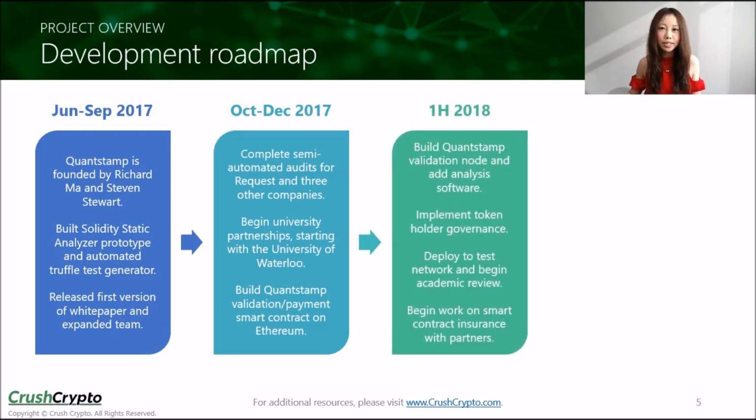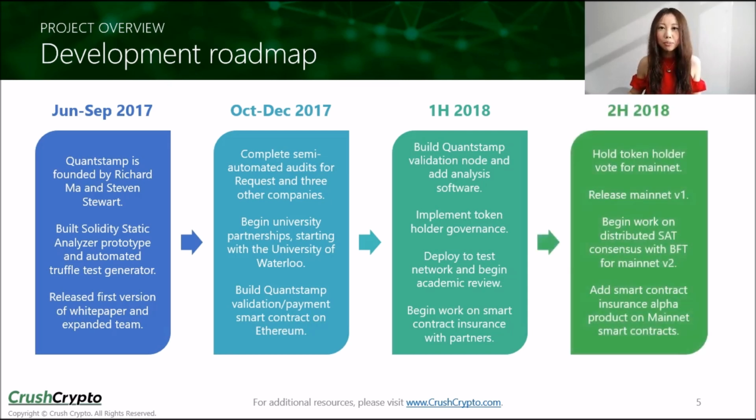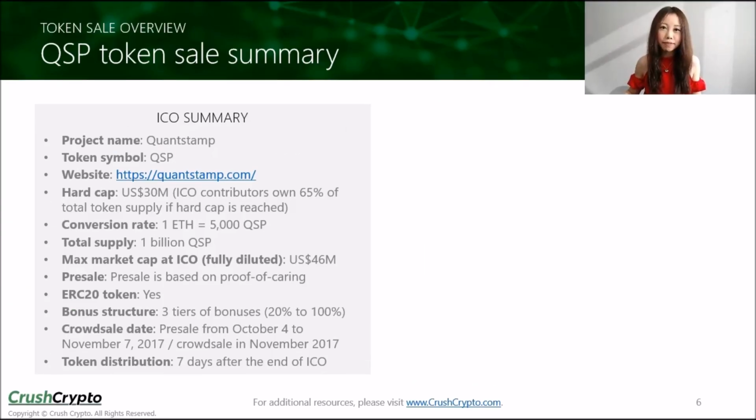In January of 2018, they plan to build the Quantstamp validation node, which is an augmented Ethereum node. In April, they will deploy the system to the test network and begin an academic review of their system. In August, Quantstamp will release Mainnet version 1, and in October, they will add their insurance alpha product to Mainnet smart contracts.